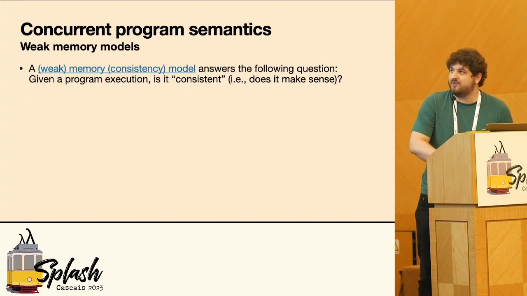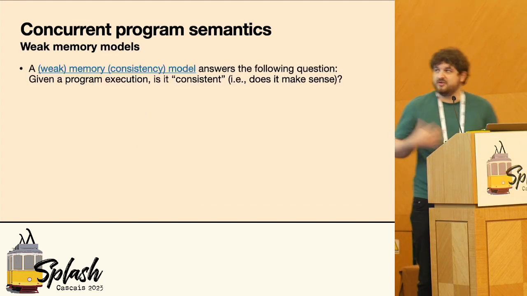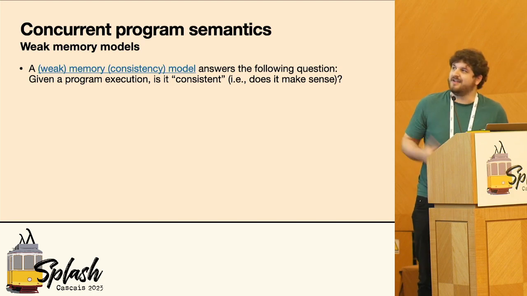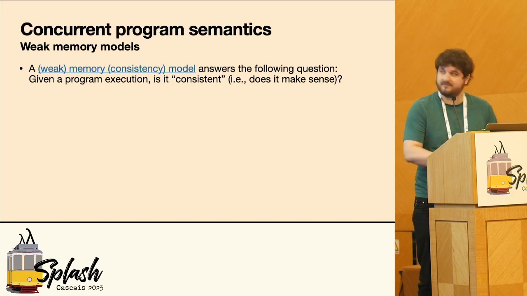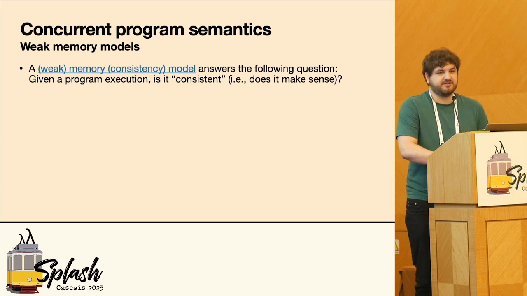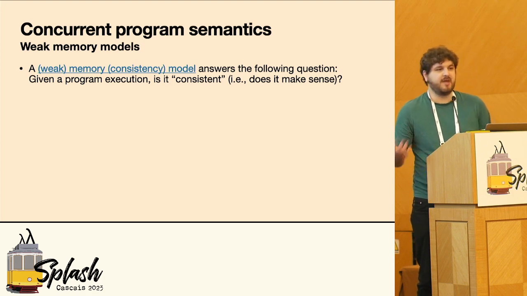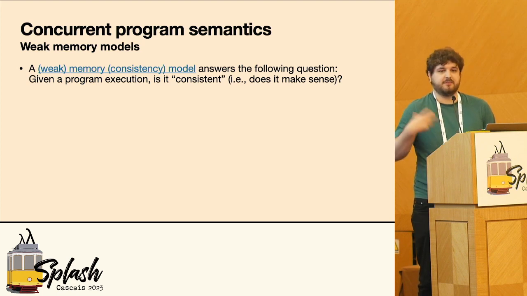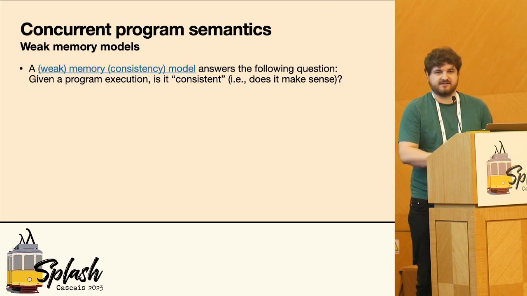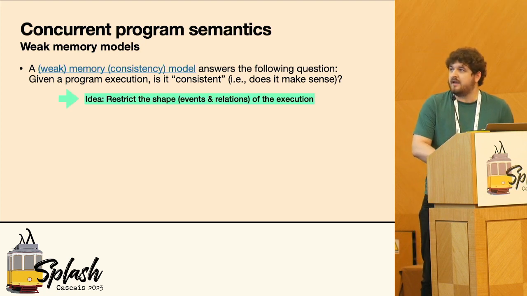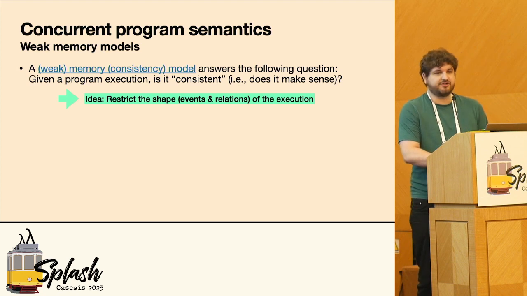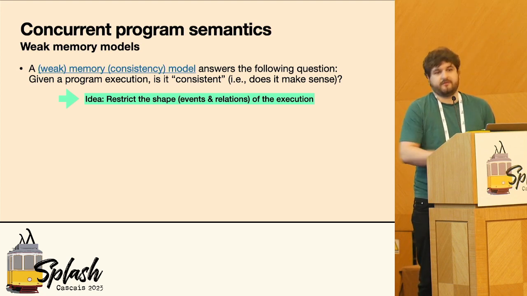To model this, we use so-called memory models, or the full name, memory consistency models. They simply answer the question, given a program execution, is it consistent with how the memory works, with how the buffer structure of the memory works, and how the CPU reorders executions and so on? The idea is simply to look at the shape of these execution graphs and make a judgment based solely on the shape, not on the data in the graphs.